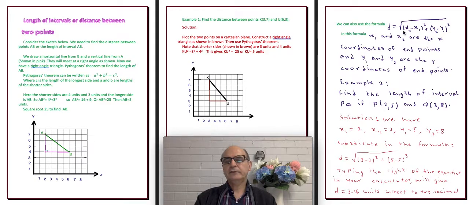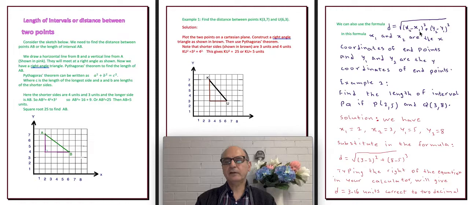Apart from that, we can also use a formula to find the distance. This formula is basically the formalized form of what we just discussed. So that formula is d is equal to square root of bracket x2 minus x1 bracket closed squared plus bracket y2 minus y1 closed bracket and squared again. So that will give you the distance.